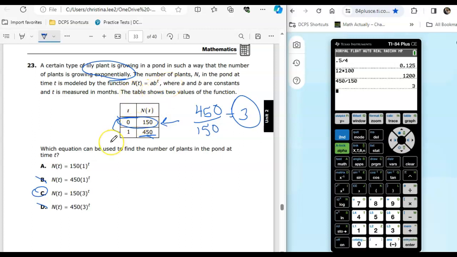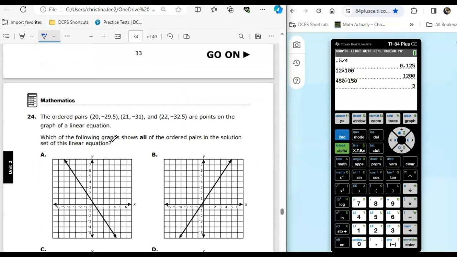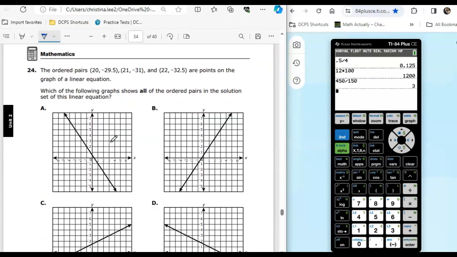All right, you know what? We have time for one more. 24. The ordered pairs are points on the graph of a linear equation. Which of the following graphs shows all of the ordered pairs in the solution set of this linear equation? Okay, so the first thing that we're going to need to do here is consider what our slope is. If we have 2 points, we can find our slope by using, again, y sub 2 minus y sub 1 over x sub 2 minus x sub 1.